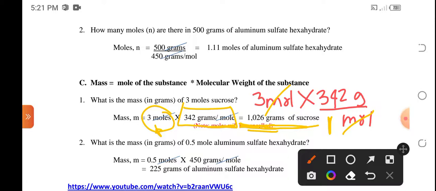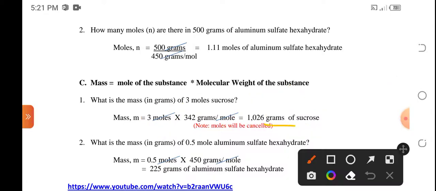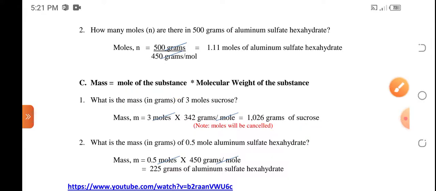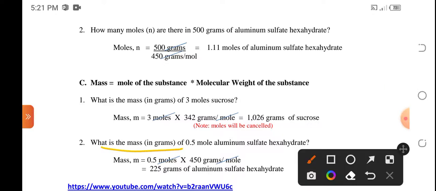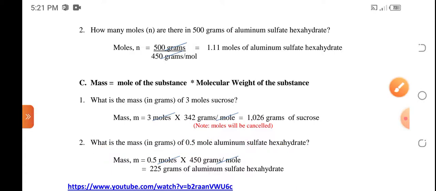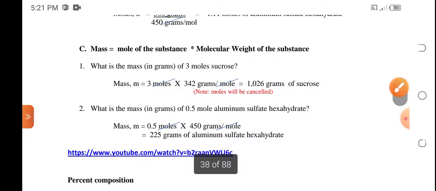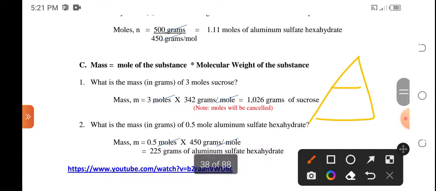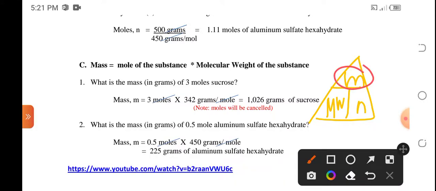Okay? So, units will be cancelled. Our final unit will be in terms of grams. So, nasatisfy natin yung question. Okay? Last example. What is the mass in grams of 0.5 moles of aluminum sulfate? Okay, again, mass can be computed. The triangle natin, mass over molecular weight and number of moles. Okay, so mass is moles times molecular weight. Okay, so 0.5 mole times 450 grams.